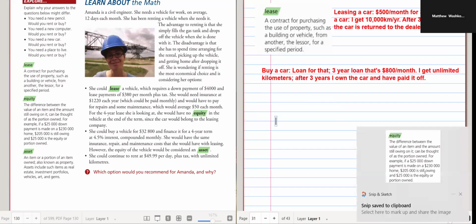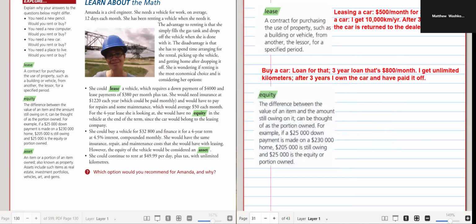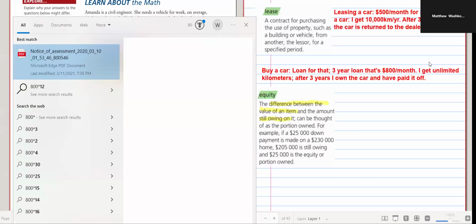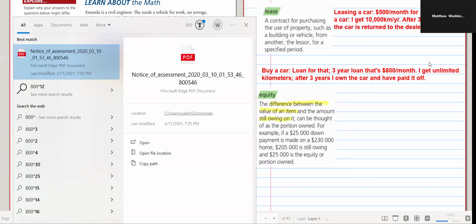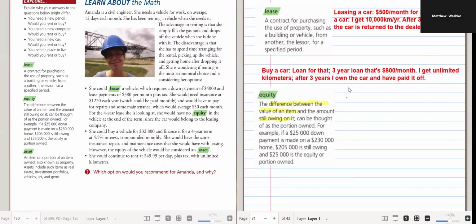We also have equity. So equity is the difference between the value of an item and the amount still owing on it. For example, what is this? This is $800 times 36 months, $28,800. So this is the case of a $28,800 car here, right?